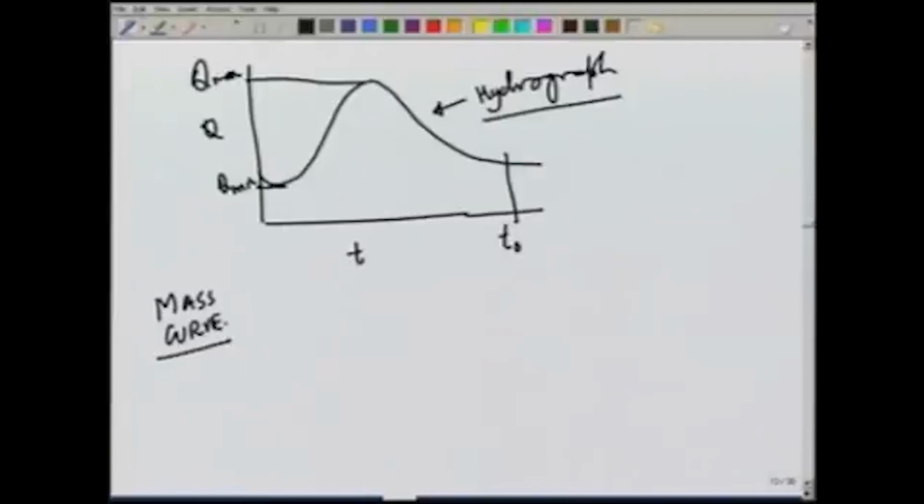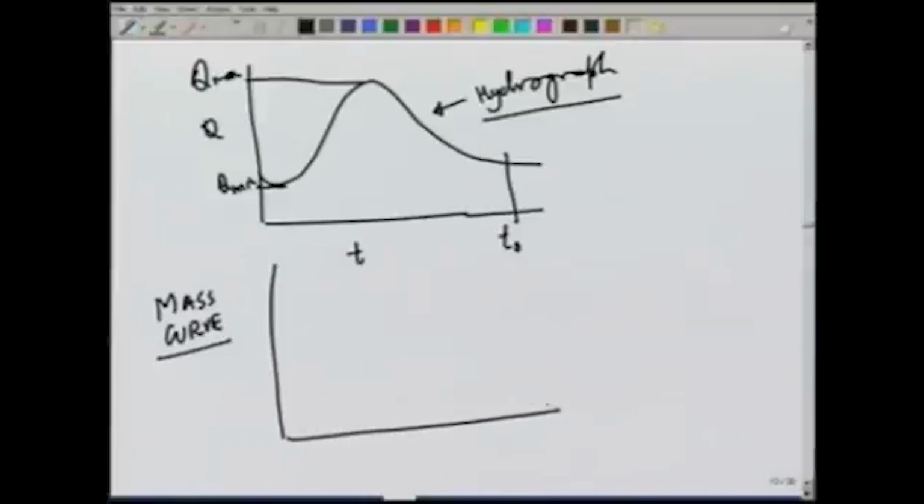And mass curve shows the cumulative volume of water passing through that point in a given time. So, we have T, and let us say we are concerned about the time period from 0 to T naught only. So, if you look at the accumulated volume, let us say in meter cube, time may be in hours, days or months, but for simplicity let us use a single storm hydrograph and see how we can develop these curves.